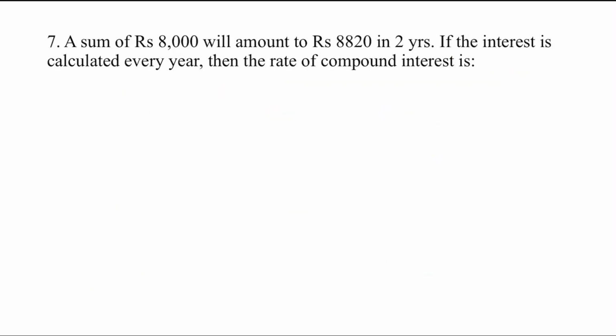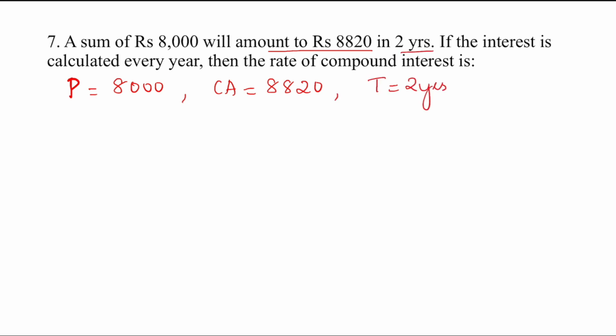A sum of rupees 8,000 will amount to rupees 8,820 in 2 years. If the interest is calculated every year, then the rate of compound interest is. Okay, now they are asking rate. So principal is given, it is 8,000. Will amount to, means amount is given, compound amount, that is 8,820, and time is given, 2 years. Okay, if the interest is calculated every year, then the rate of compound interest is. So rate is what we should find out.